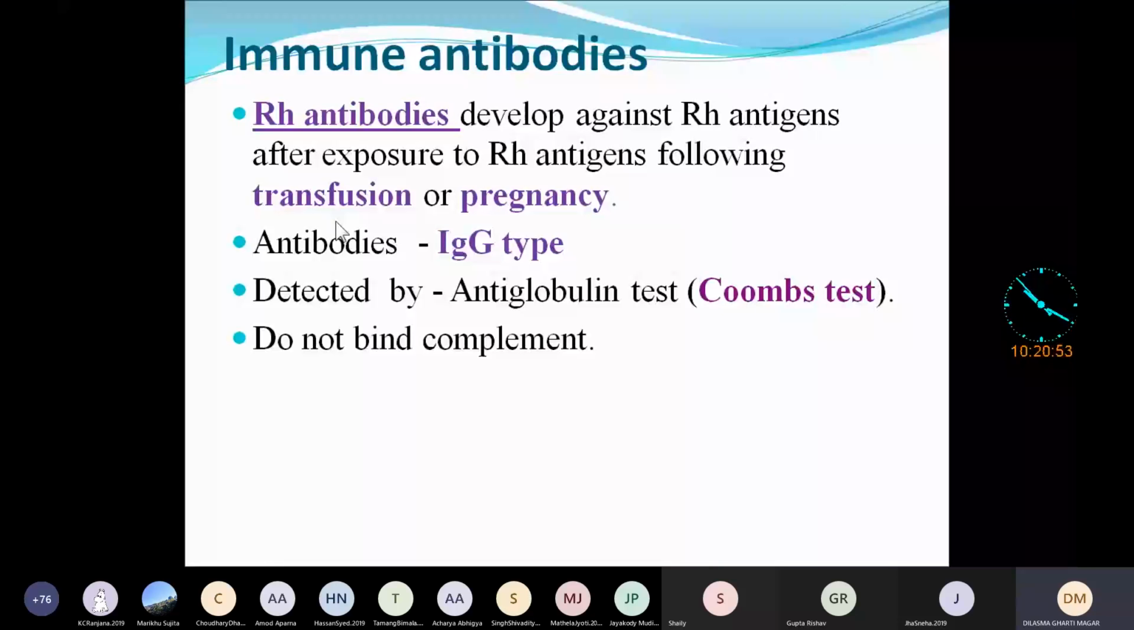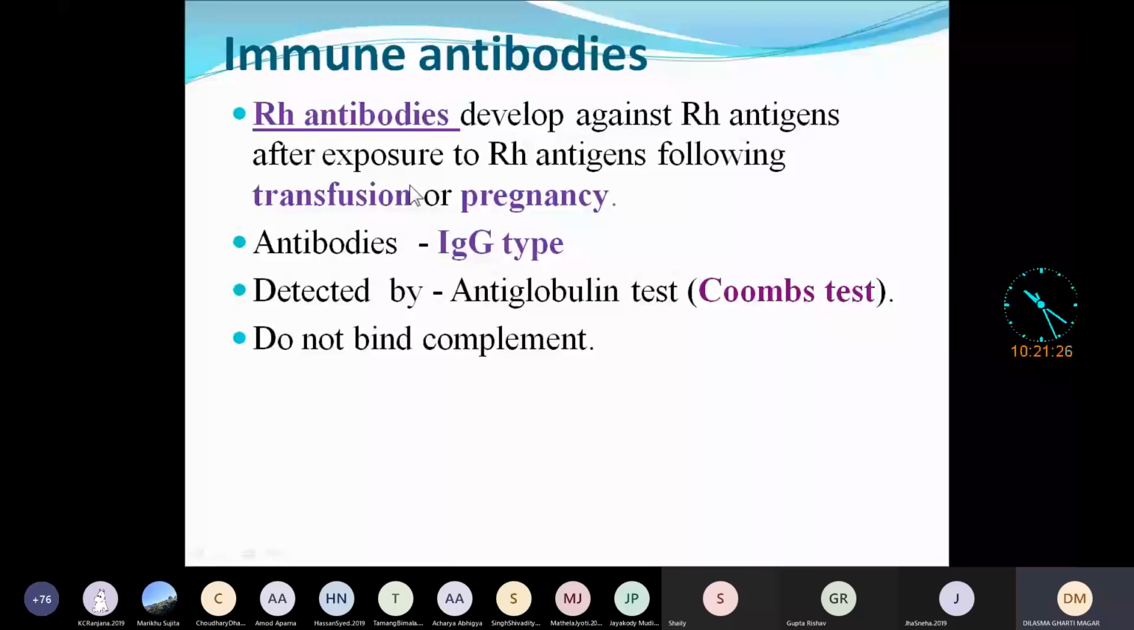Similarly, in pregnancy, whenever the mother is Rh negative and the baby is Rh positive, and the fetal blood goes into the mother's circulation, these immune antibodies will develop. Later, in subsequent pregnancies, it will lead to the destruction of the RBCs in the fetus, leading to the death of the fetus. Understood? So these Rh antibodies are known as the immune antibodies, and they develop against the Rh antigens after exposure following transfusion or pregnancy.